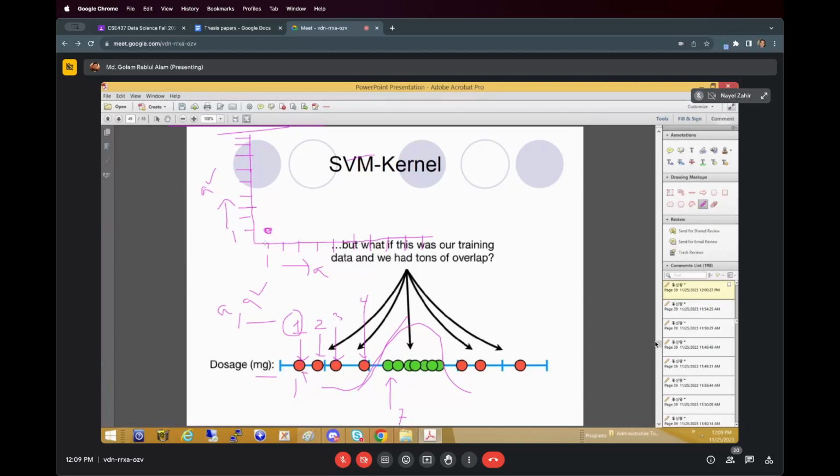What does it mean? Previously, the data point was in this position, but now if we plot it in higher dimension, that data point will be in this position. So previously we had the data point at 2. Here is the 2.